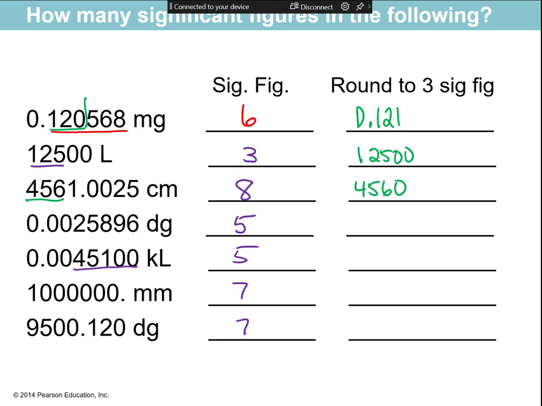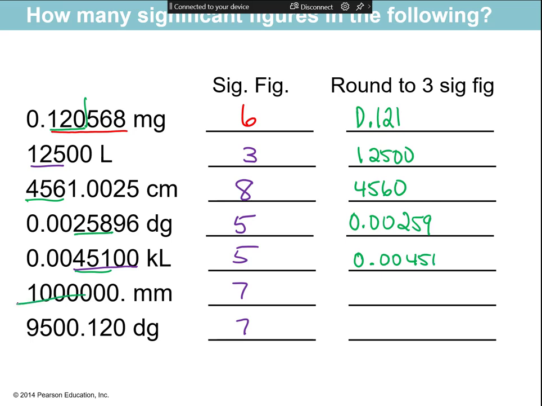What are 3 significant figures that I'm going to use in this next one? Yep, so 258. Next number is a 9, so that's going to round it up. So 0.00259. That makes sense? Okay. What do I get to do to this one? I'm going to keep the 4, 5, 1. The last 2 are zeros, so what do they do? They go away. So 0.00451.